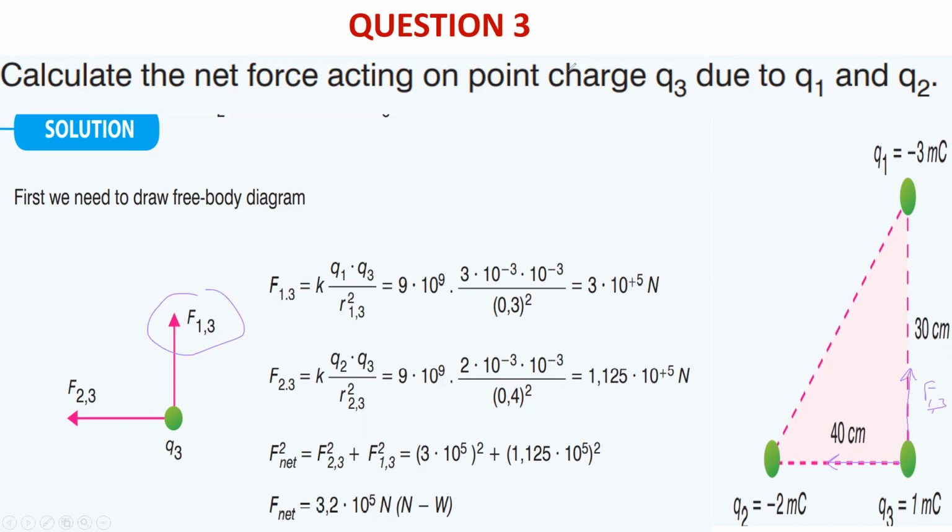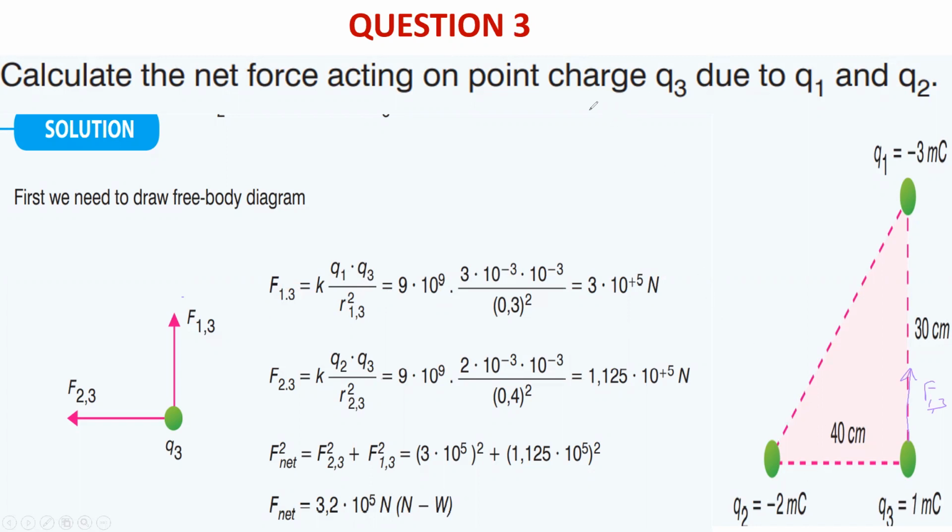All right, let's continue. How are we going to calculate? Just the same process. First of all, we are using our formula, F13, force from 1 to 3: K times Q1 Q3 over R13 square. This is fine. And then 9 times 10 to the power of 9, it is Coulomb's constant. And this is Coulomb's formula, you know already that. So 3 times 10 to the power of negative 3. Why negative 3? Because you have mC, millicoulomb.